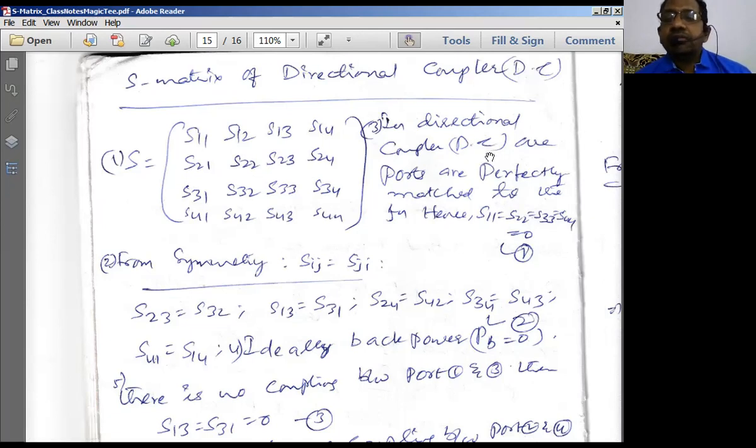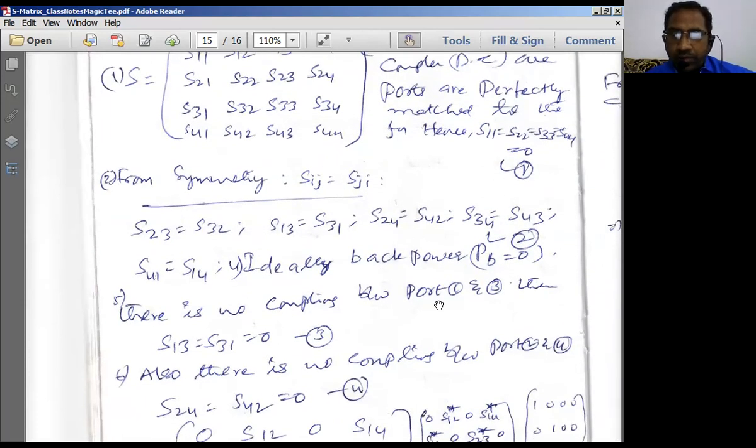So the directional coupler, called DC, where all the ports are perfectly matched to the junction. Then I can write S11, S22, S33, S44 equal to 0. So this diagonal is always going to become 0 if all the ports are perfectly matched. What is the meaning of perfectly matching? If you apply input at port 1, output from port 1 should be 0. If it is so, then it is called a perfectly matched port. So that is what is called perfect matching.